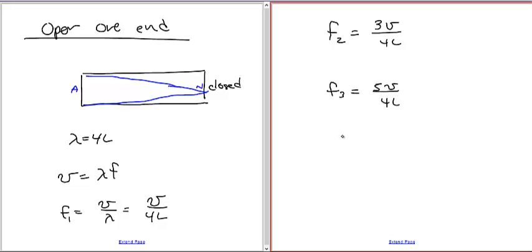And so this is 3 times the fundamental, and this is 5 times the fundamental. And then you'd have the fourth harmonic, which would be equal to 7 times the fundamental. It all has to do with, again, the fact this has to be a node and this is an antinode. That's the only way you can get things to fit in there. So those are the relationships between the dimensions of the tube and the frequency of the harmonics.